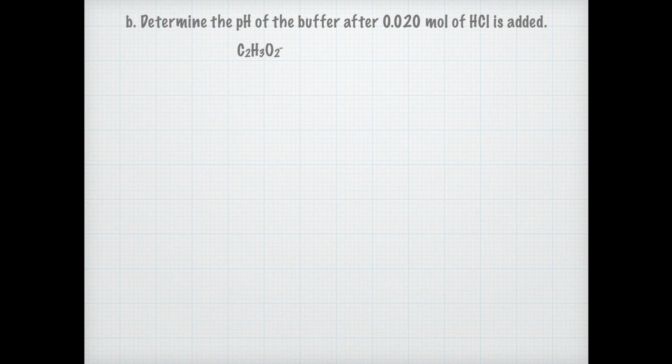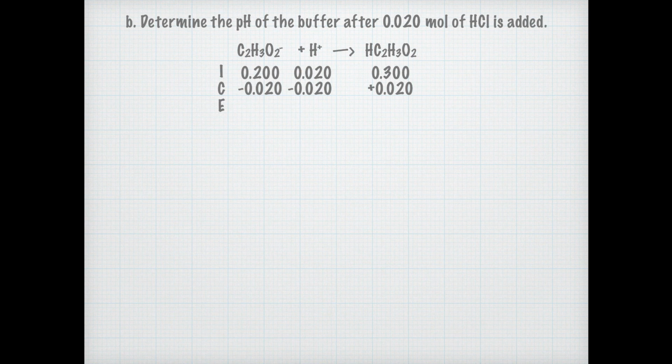So my weak base will react with the strong acid H+, and it will form acetic acid. Now notice that the arrow is a single arrow simply because this is going to go to completion, because you have a strong acid. So my initial concentration of C2H3O2 minus is the same, 0.200. My initial concentration of H+ is now going to be 0.020 because you divided by 1 liter. And be careful, my initial concentration of acetic acid is 0.300 because those were my initial concentrations in my buffer. My change is going to be 0.020, adding to the product side and subtracting from the reactants, because my strong acid is going to react with my weak base. And so what I get at the end is 0.180 and 0.320.